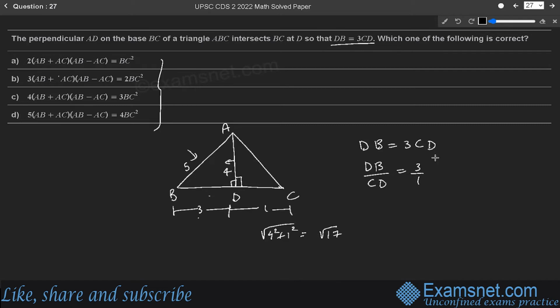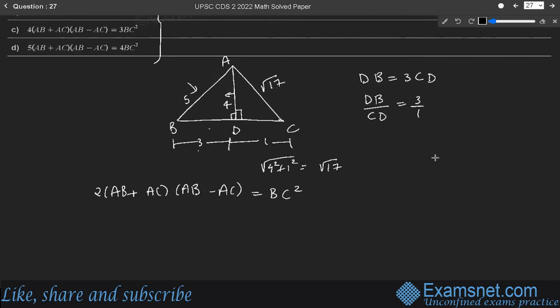Now we have all the values. Now let us keep it in the first statement. The first statement says that (2 into AB plus AC) into (AB minus AC) is equal to BC square. We know that AC is equal to under root 17, BD is 3, DC is 1, AB is 5 and AD is 4. We have all the values, so let us keep the values here.